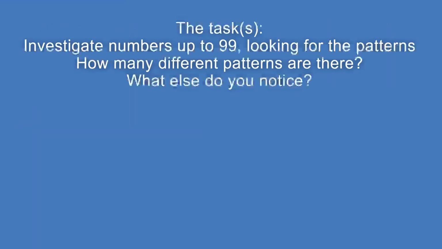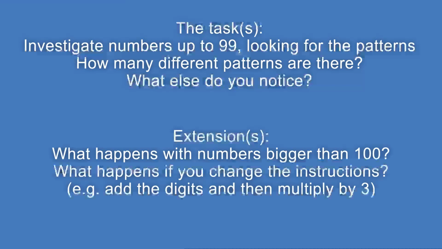So here is your task and the extensions. We've got two big things for you. The first thing is I want you to investigate those instructions with numbers up to 99. Do you need to do every number? Maybe you might choose to, maybe you might choose specific numbers. Look for different patterns in the numbers that you get at the end of each line, whether there's anything that you can spot in those patterns. Also, is there anything else you notice? Do different numbers end up with the same pattern? Why do you think that might be?